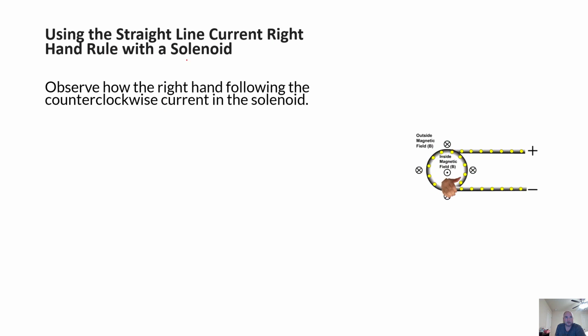Using a straight line current right hand rule with a solenoid, observe how the right hand follows the clockwise current in a solenoid. So you might have a question where it says, okay, current's going this way. What direction is the magnetic field as a result? Or it might say inside this ring, where current's flowing that way, will the magnetic field be towards you or away from you? And so you just grab the wire. If you know that the current's going this way around, you would just grab the wire. In this case, you'd want to be above the wire, and you would follow that current, and your hand would be going towards you here.